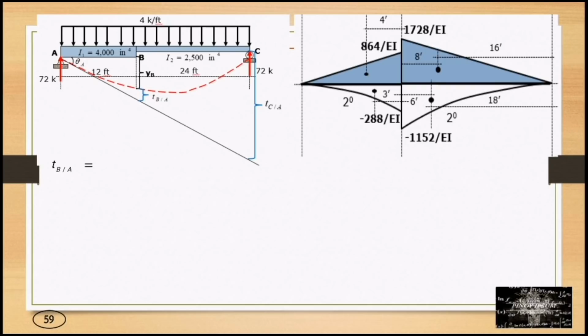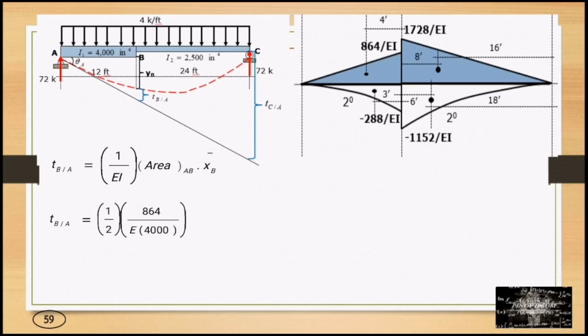For TBA, it is equal to 1 over EI multiplied by the area of the moment diagram between A and B times the x bar B. TBA is equal to 1/2 times 864 over EI, where the value of I is 4,000 times 12 times 4, minus 1/3 times 288 over EI, where the value of I is 4,000 times 12 times 3. So TBA is equal to 4.32 over E. Okay?